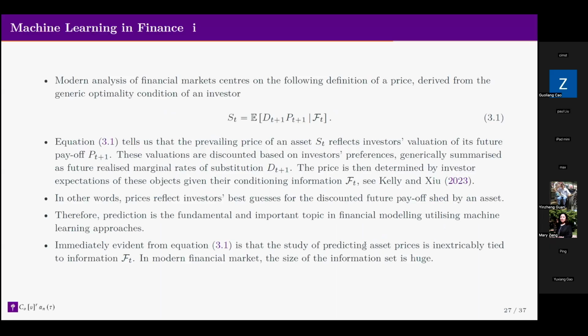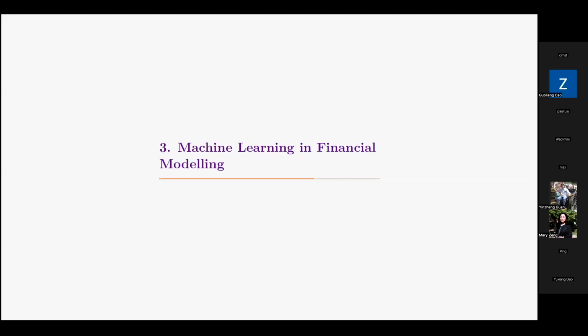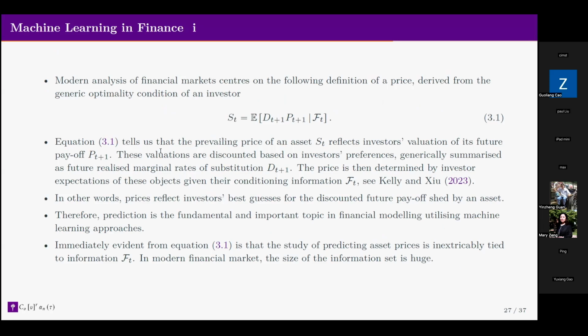So now I want to move to the second part of the talk: machine learning in financial modeling. Model analysis of financial markets centers on the following definition of a price derived from the generic optimality condition of an investor. So the price is the expected value of the discounted future payoff of your asset, conditional on the information that you can have up to time t. For the information set, you can't have future information. Therefore, it is only up to time t.